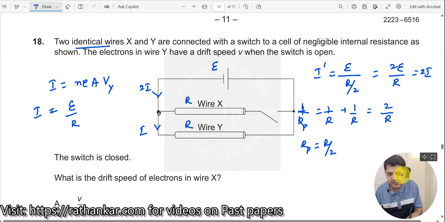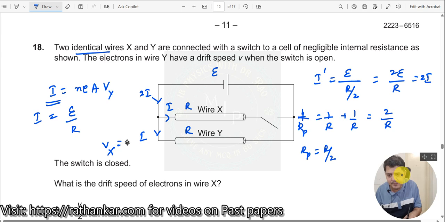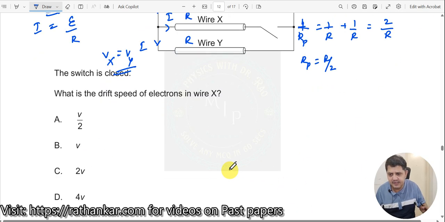When it comes to this node, what will happen? It will split into two currents, I and I, so that I plus I equals 2I by Kirchhoff's current law, right? So here also the same current flows. If the same current flows, then what is the drift velocity here? It will be the same as what was observed for the current I, right? So v_X will also be equal to v_Y. Thus the answer here is B, because v_Y is equal to V, and v_X is also equal to V.